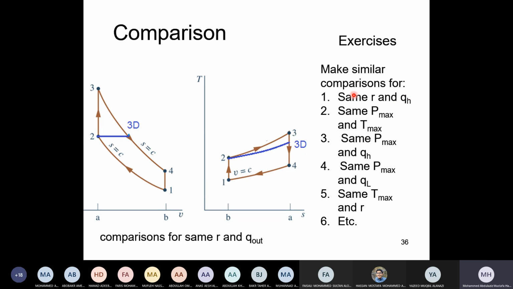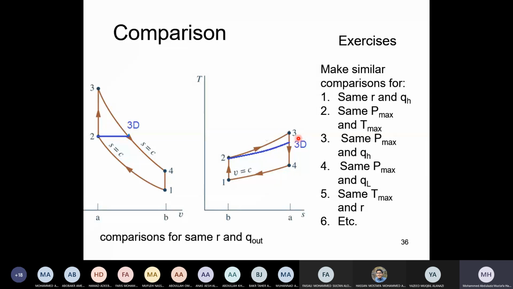Suppose now I go with you to the second one here. How can I plot it if I have the same R and the same QH? To have the same QH, what should I do here? I extend this a little bit more, right? Because the area under 2 to 3 is QH. So if I want to keep the same QH, I go more here, right?